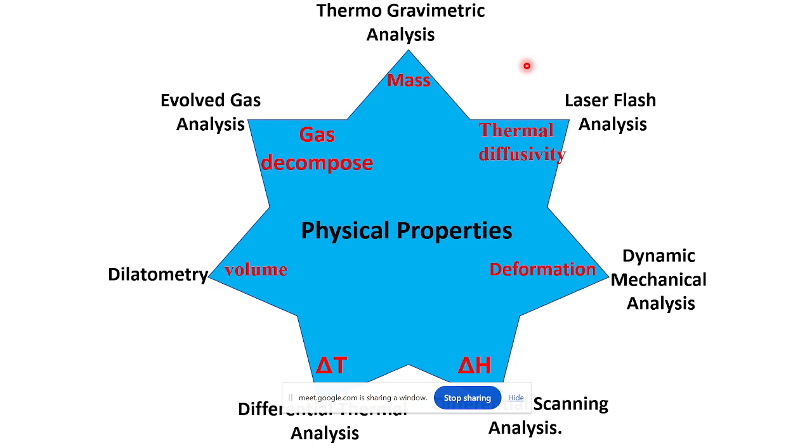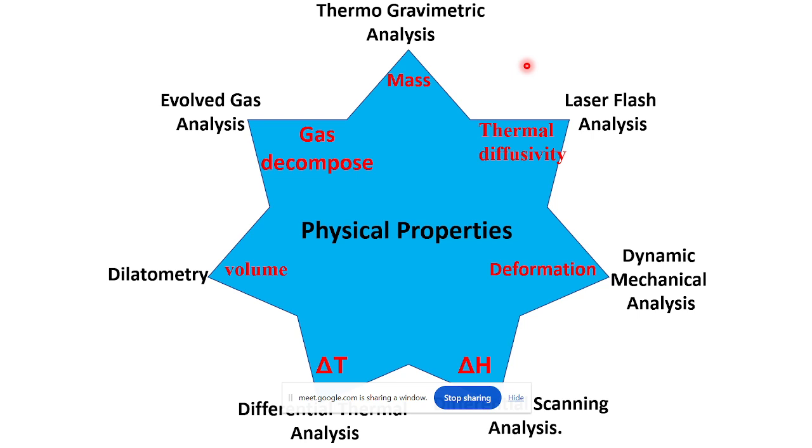So in TG analysis we are scanning the temperature. Now, the rate of increment of your temperature has a very important role in determining the result. For example, usually we do TG analysis at a 10 degree centigrade per minute increment. So you set the temperature from room temperature to 800 degree centigrade, and you are increasing the temperature at a rate of 10 degree centigrade per minute.